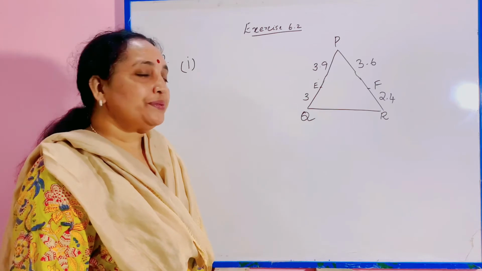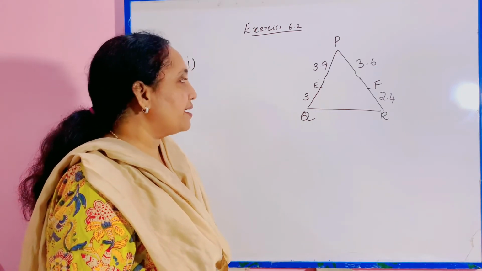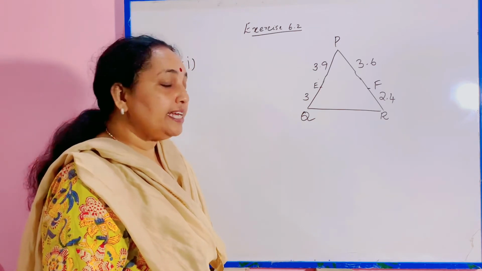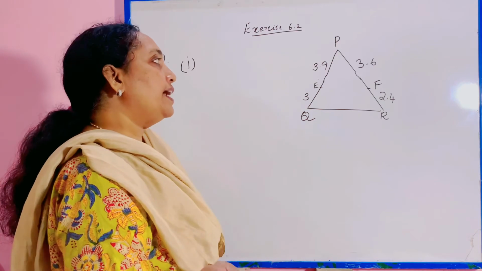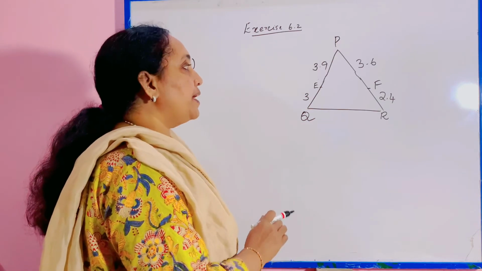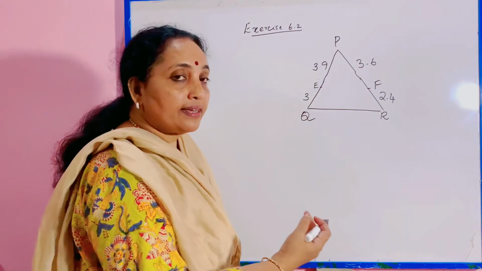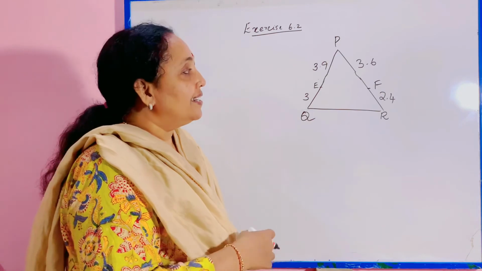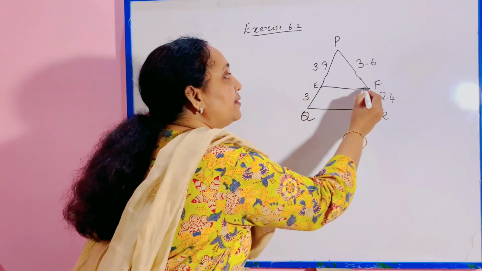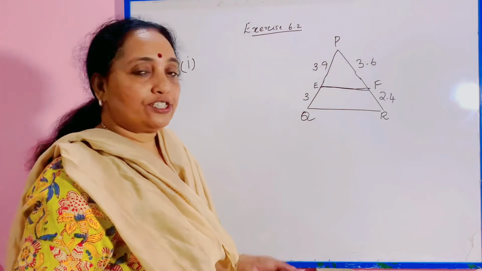See question number 2. Given the measures of PE, EQ, PF and FR, we want to prove that EF is parallel to QR. So that means you find out PE by EQ and PF by FR. Find out those ratios. If those ratios are equal, then we can say that by the converse of BPT, EF is parallel to QR. Okay, find the ratios first.